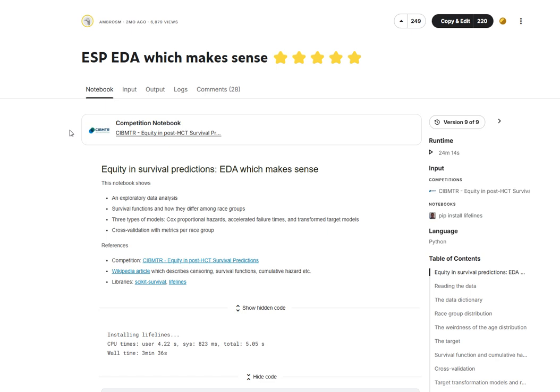HCT, by the way, is a procedure where a patient receives healthy blood-forming cells, stem cells, to replace their own that have been destroyed by disease or treatment. It's often used for things like leukemia, lymphoma, and other blood disorders. This notebook is all about exploratory data analysis, EDA, and building some survival prediction models. Although I'm not the author, I'll be learning along with you and sharing my insights.